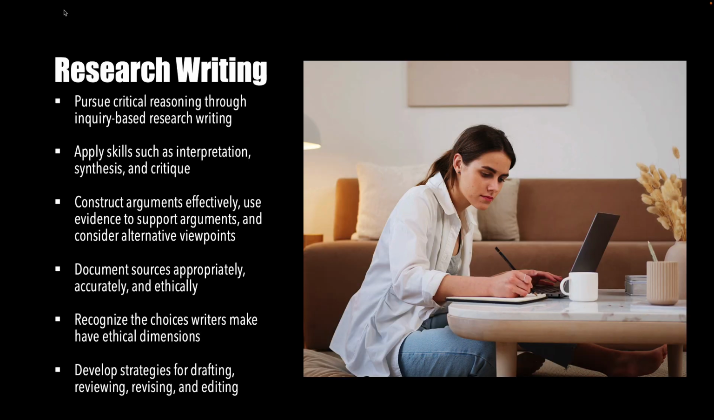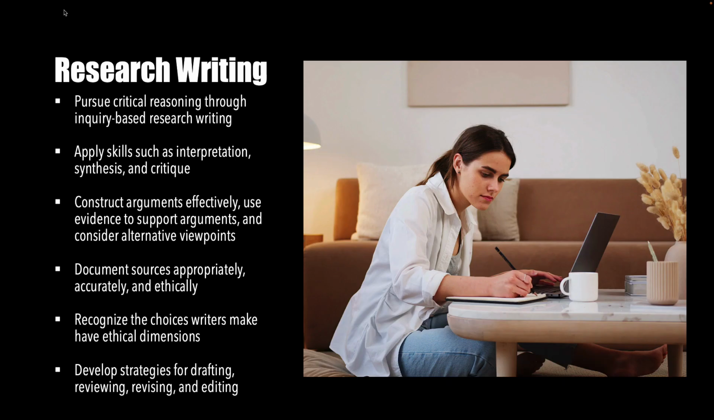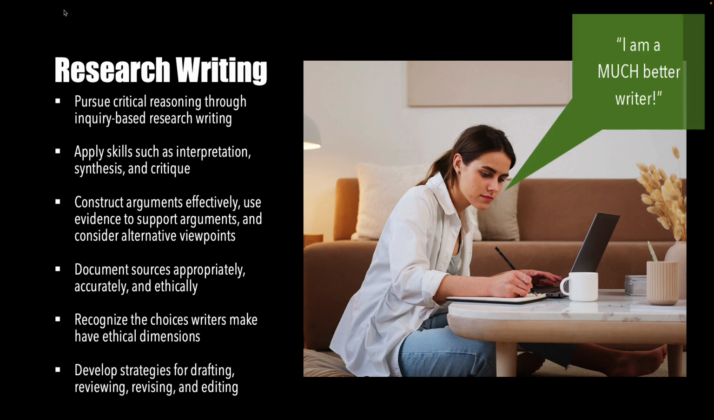This class is also a part of the Baylor University College of Arts and Sciences Research Writing Distribution List. That means it's also a writing class. We're going to talk about how to write well. Specifically, we're going to work on how to do inquiry-based writing, positing questions and answering them. We're going to develop techniques for interpreting and synthesizing and critiquing sources. We're going to talk about how to construct arguments effectively and how to document sources appropriately. And we're going to talk about the ethical dimensions of research. We're going to cultivate habits of good writing, including drafting and revising and peer reviewing and editing. So one of the main goals of this class is for you to leave a much better writer.